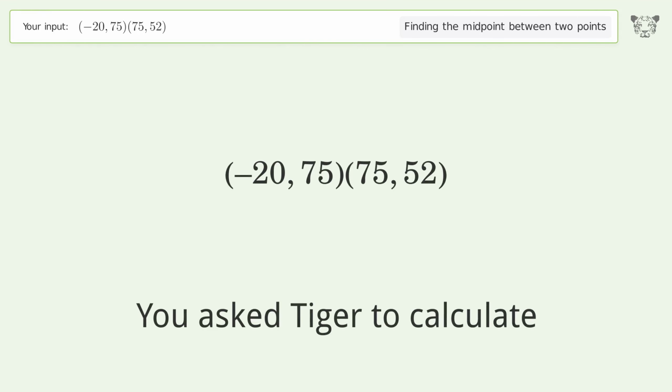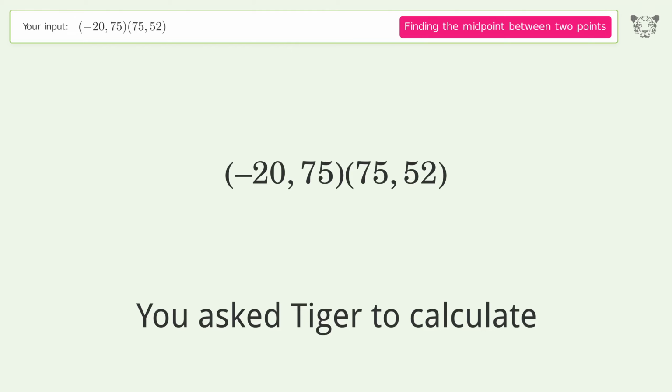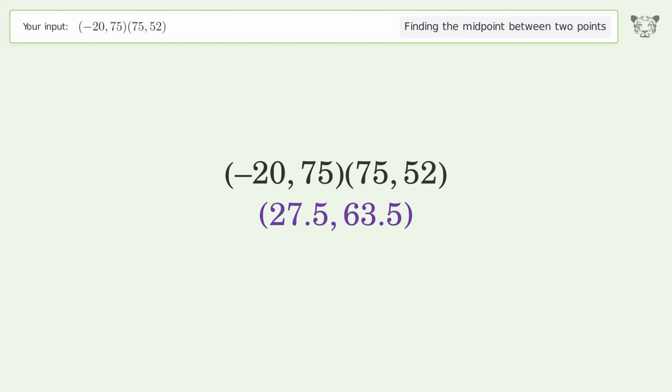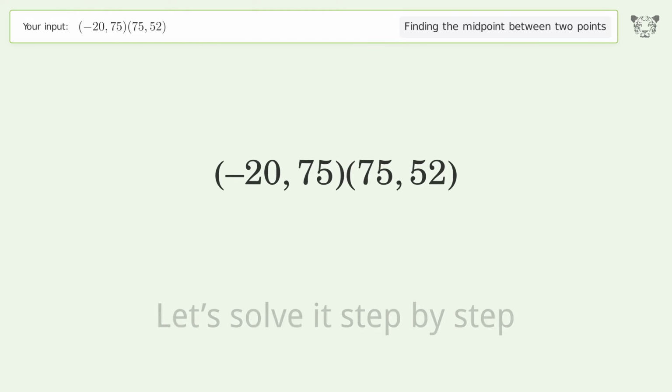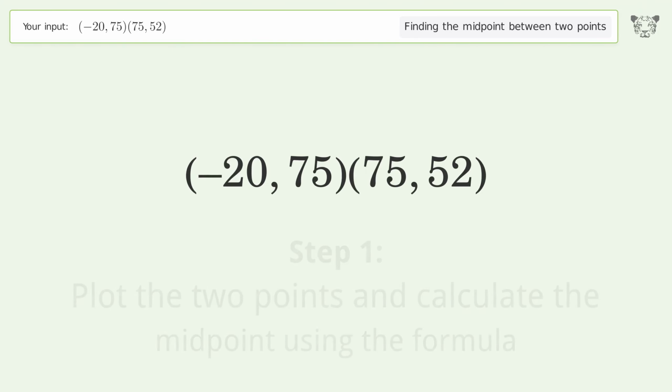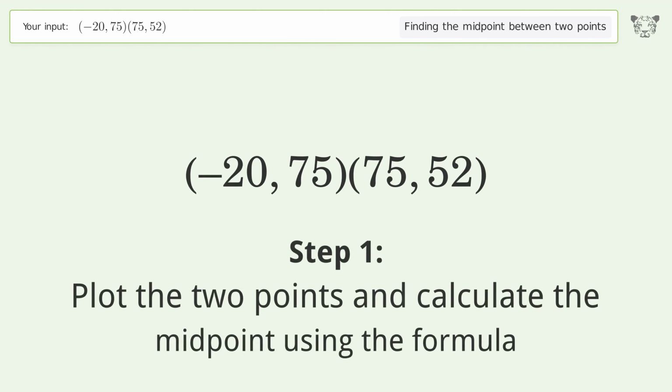You ask to calculate. This deals with finding the midpoint between 2 points. The midpoint between the 2 points is 27.5, 63.5. Let's solve it step by step. Plot the 2 points and calculate the midpoint using the formula.